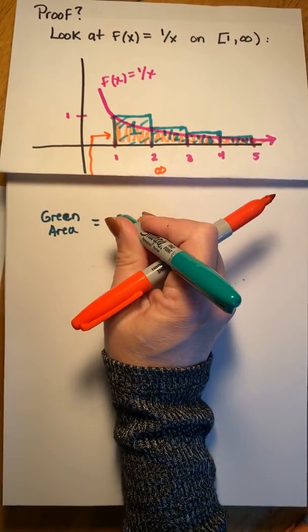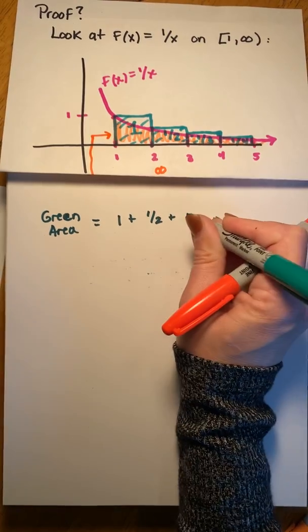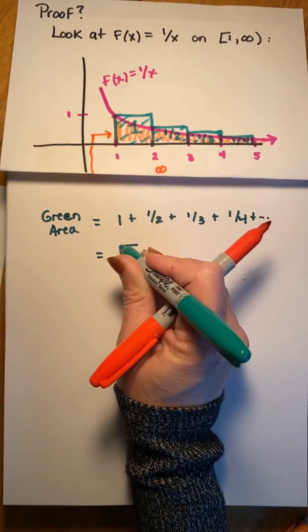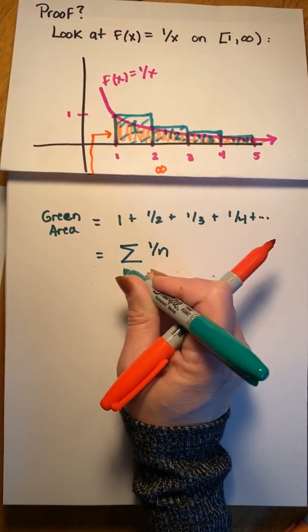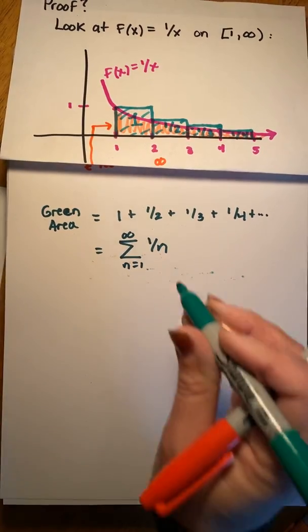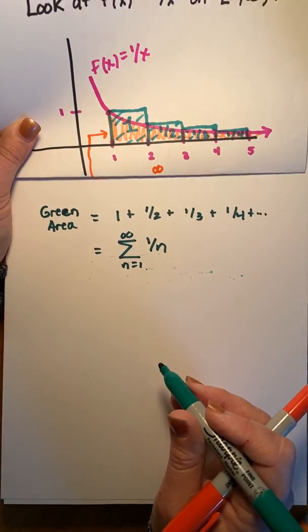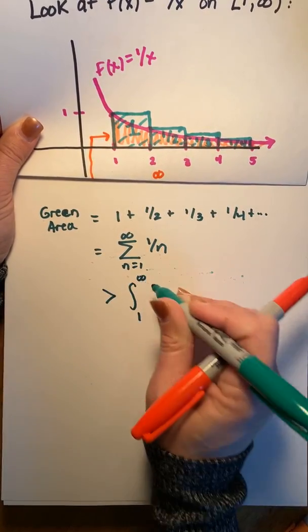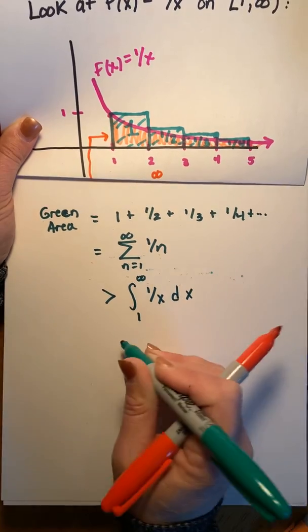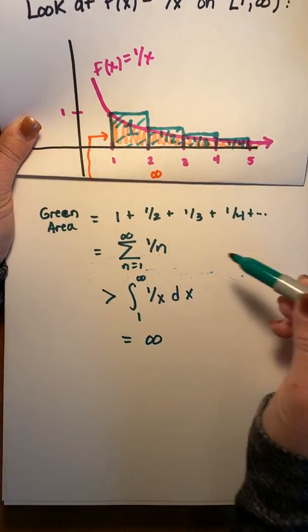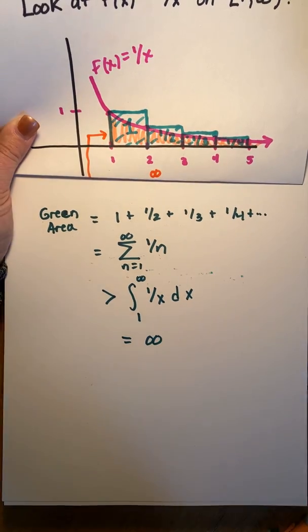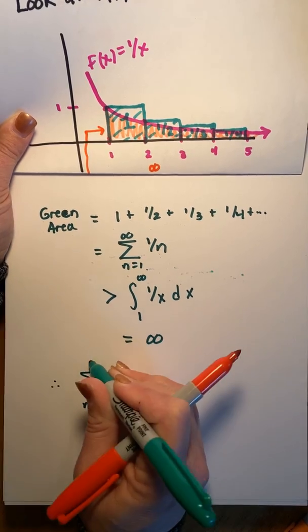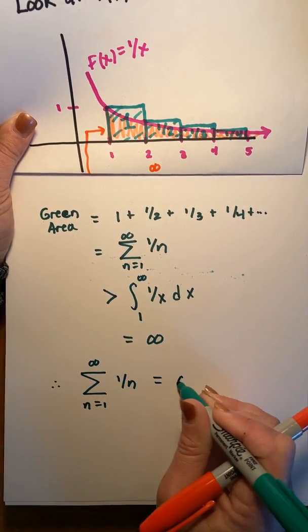is equal to 1 plus 1/2 plus 1/3 plus 1/4 forever, which is equal to the sum of 1 over n, n goes from 1 to infinity. But we can see that all these rectangles fall above the peach area, so this is greater than the peach area, which is the integral from 1 to infinity of 1 over x dx, which is infinite. So actually this sum is a larger infinity than the peach area. So therefore, this sum has to also be infinite.